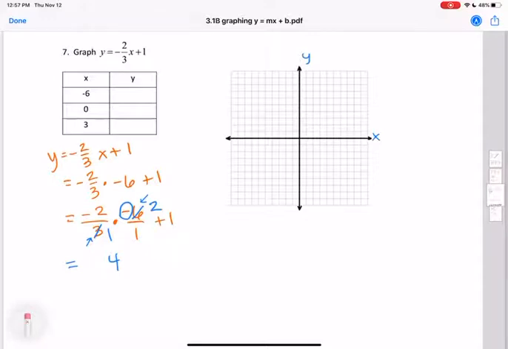Negative 2 times negative 2 is a positive 4. And then plus that 1. There we go. Which equals 5. So when x is negative 6, y is 5. So let's go try to plot that guy.